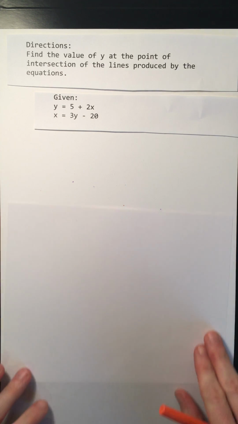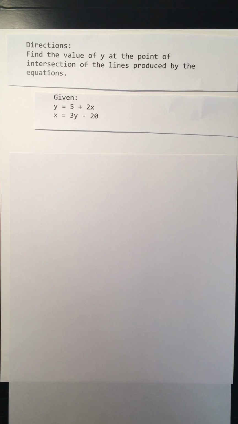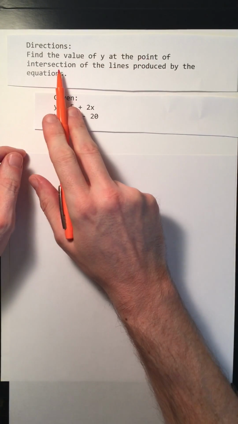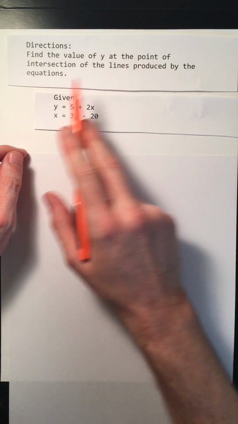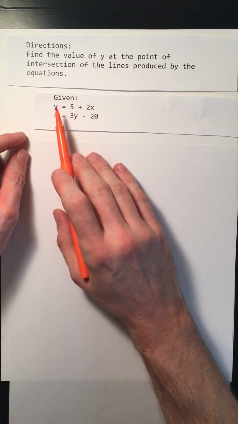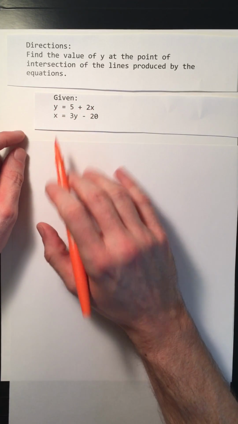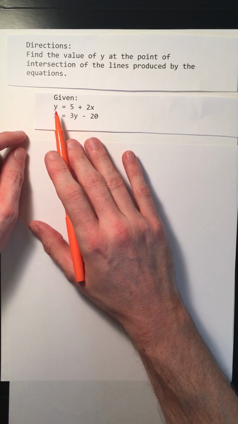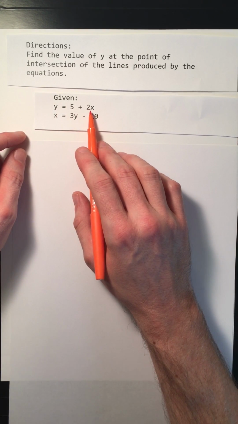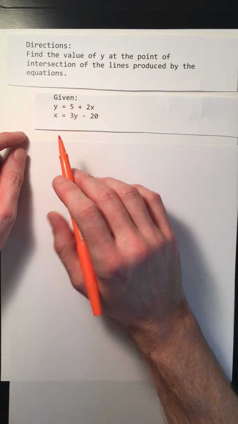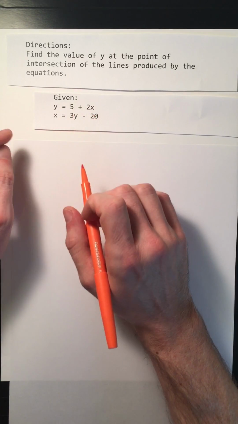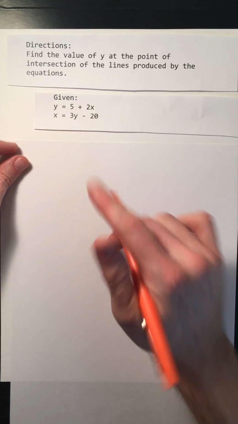The directions are asking us to find the value of y at the point of intersection of lines produced by these equations. So remember that an equation, when it has two variables like a y and an x in it, and the only math that's happening to those variables are addition or multiplication, like this 2 times x, or subtraction or division, then an equation like that produces on a graph, if you were to graph it, a straight line.